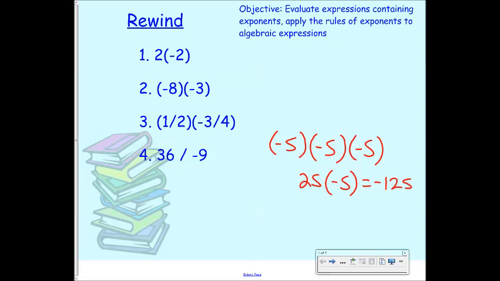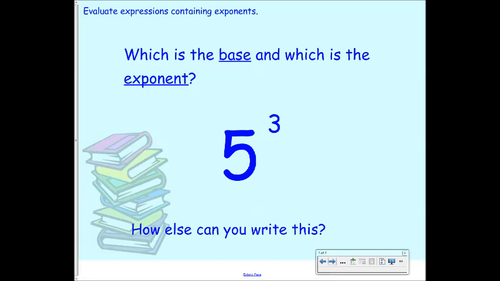Okay, keep that in mind for today, because today what we're going to talk about is evaluating expressions that contain exponents and then applying the rules of exponents to algebraic expressions. All right, so what is this? What is this thing here? Jesse? An exponent. What does exponent mean?